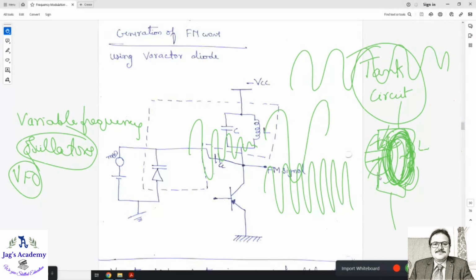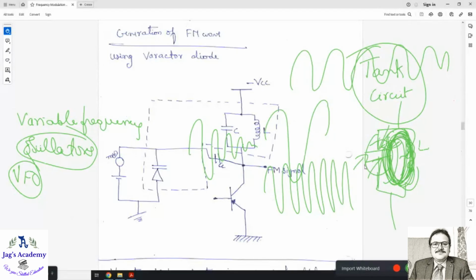To generate the carrier signal, right? From where will the carrier signal come? To generate a carrier signal, we need an oscillator, that's all. And we use the tank circuit to generate oscillations. Have you understood this now?